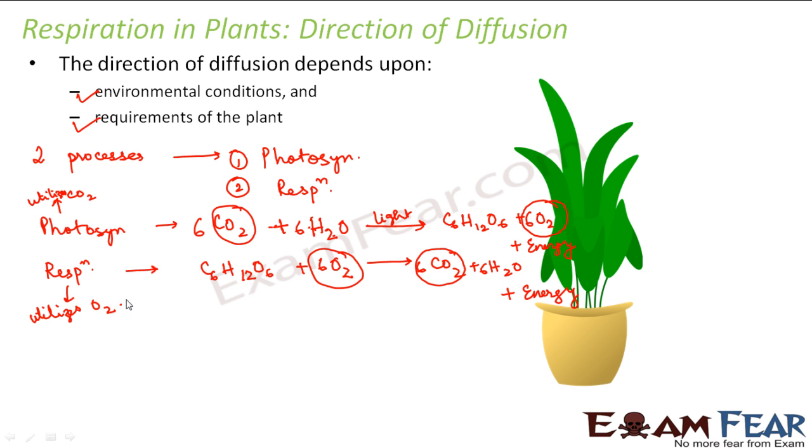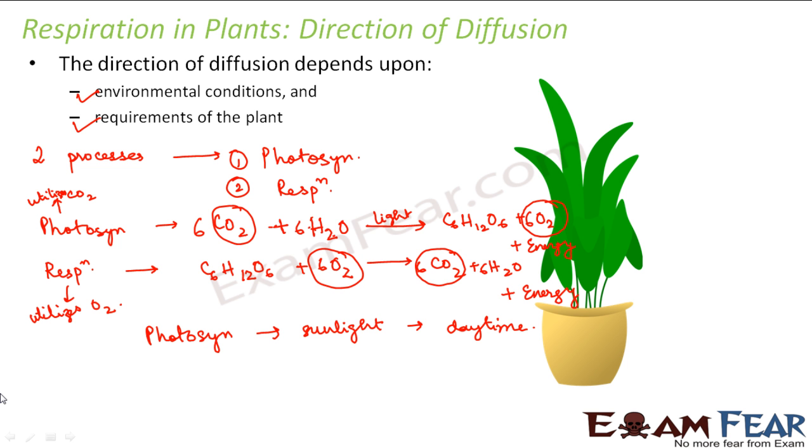Now the question is, do these two processes keep happening inside the plants 24/7? No. So there arises the problem. Photosynthesis happens only in presence of sunlight. That means this process will take place only during the daytime. There will be no photosynthesis at night. So during the daytime, respiration as well as photosynthesis both occur.